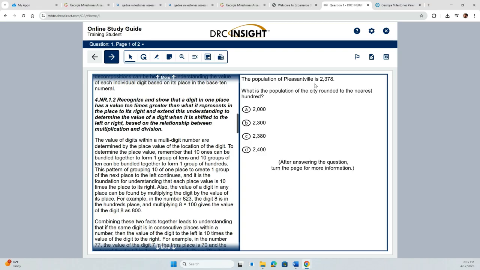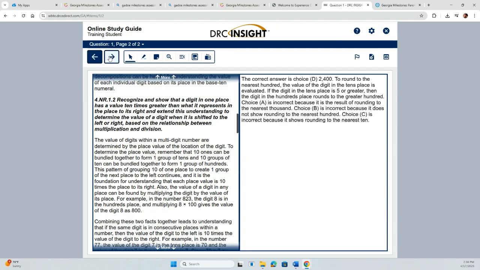The population of Pleasantville is 2,378. What is the population of the city rounded to the nearest hundred? So we know where the hundred is in the place value. This is the thousand, this is the hundred, this is the tens, and this is the one. We're rounding to the nearest hundred, so the 3 needs to be rounded. How do we round? We look to the right, and that is 7. If it's 5 or more, you round up. 4 or less, you round down. We're at a 7, so that means we need to round up. Let's select D. And what does it say? The correct choice is D.